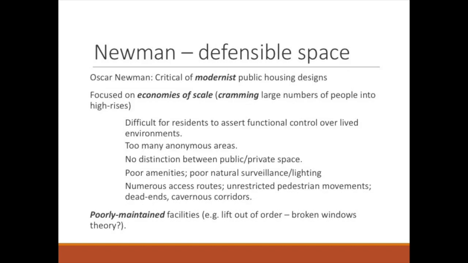Another important concept here is the idea of defensible space. Now, this comes from Oscar Newman, who was critical of so-called modernist public housing designs. These designs focused on economies of scale, which basically boiled down to cramming large numbers of people into high-rises. Now, some of the problems with this are that it was difficult for residents to assert functional control over their lived environments. There were too many anonymous areas.